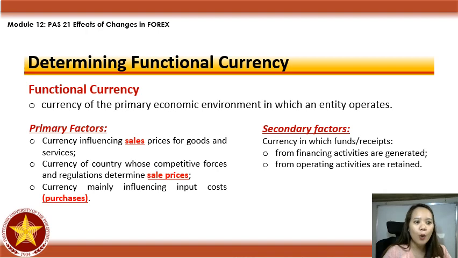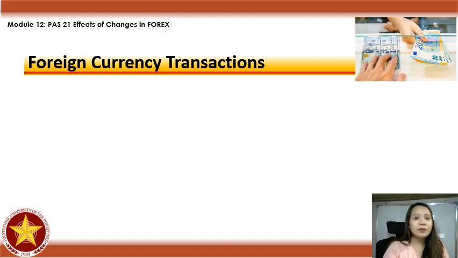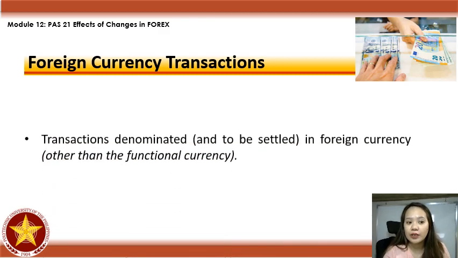Okay? So I hope dun pa lang sa primary mo, medyo alam mo na eh. So if unclear pa rin, you can look at the secondary factors. Dapat dun, alam mo na kung ano yung functional currency. Kasi, that will be important when you record your foreign currency transactions.